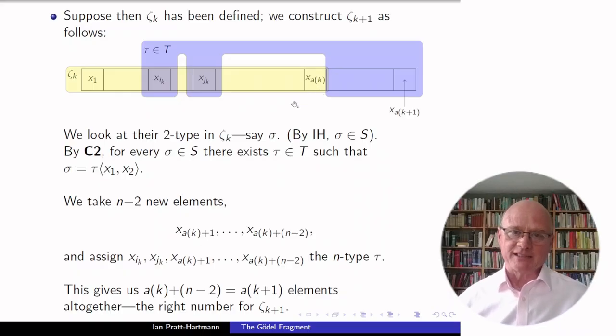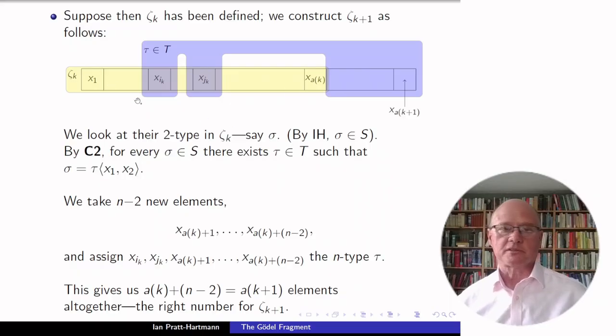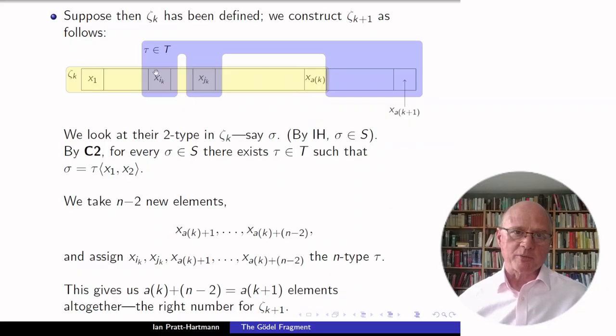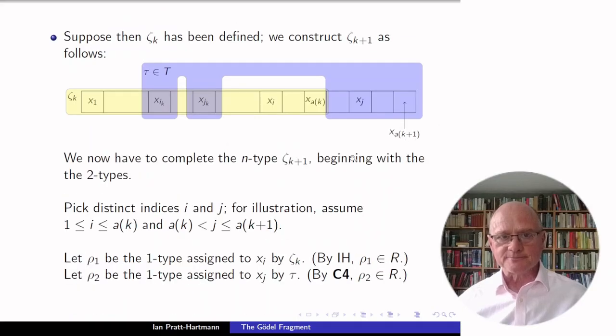Now we need to complete the definition of zeta k plus 1 because we haven't specified all of the relations in this definition. We've just specified what we know about zeta k and this n-type here. That's by no means the whole of it. Okay, so the next thing we do, we have to complete this. So how do we complete this to be the zeta k plus 1?